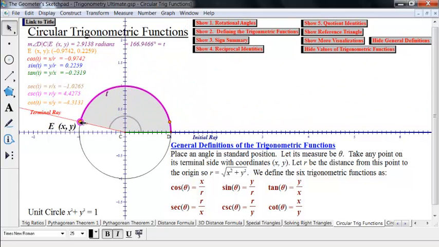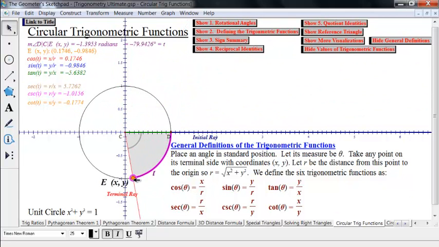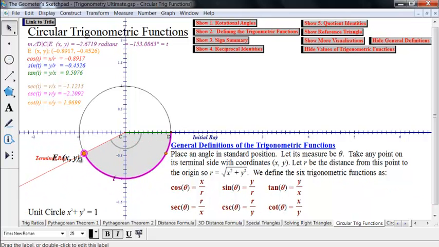Okay, but that's positive y here. If you're down here in the third or fourth quadrant, these give us negative y values. The terminal side is below the x-axis, and so anything down here is going to have a negative y, and that negative y is going to make sine negative, and of course cosecant negative.